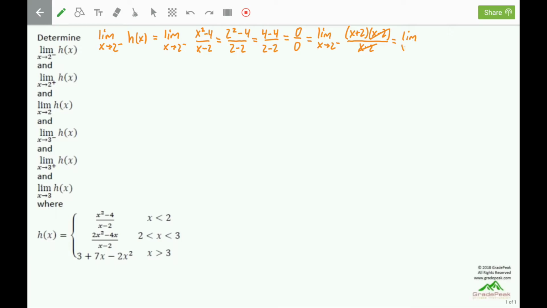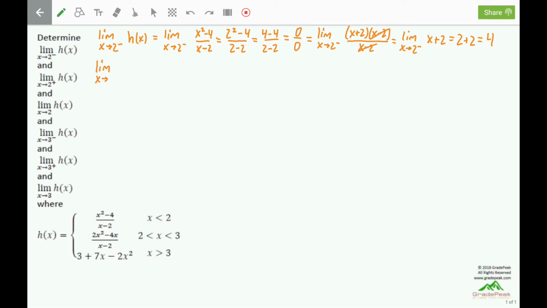So we have the limit as x approaches 2 from the left side of x plus 2. We can now retry plugging the 2 in for each of the x's, and that'll give us 2 plus 2. We are no longer the 0 over 0 indeterminate form. We're determinate. 2 plus 2 comes out to a 4.